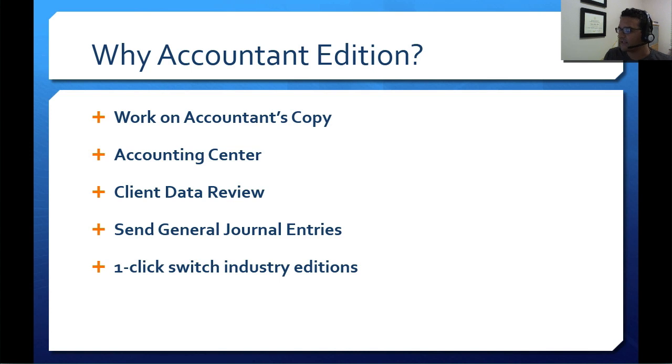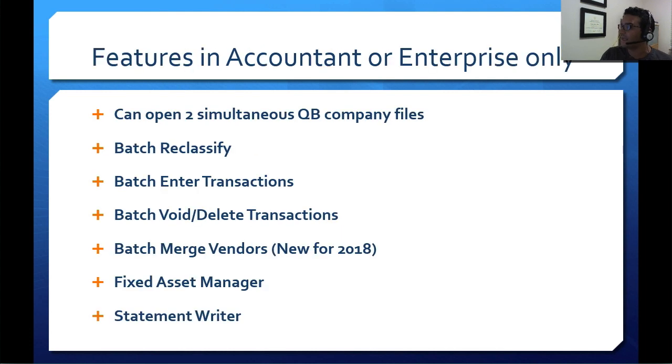There's also an accountant center that summarizes all of the most common accountant related tasks when they're reviewing a small business's QuickBooks file, together with a client data review, the ability to send journal entries electronically for adjustments, and then being able to switch their Accountant Edition with one click to any industry edition, so it looks exactly the way it looks for your customer, and that way you can actually experience the same thing they're experiencing. So those are probably the 5 reasons why most accountants or QuickBooks consultants end up getting the Accountant Edition.